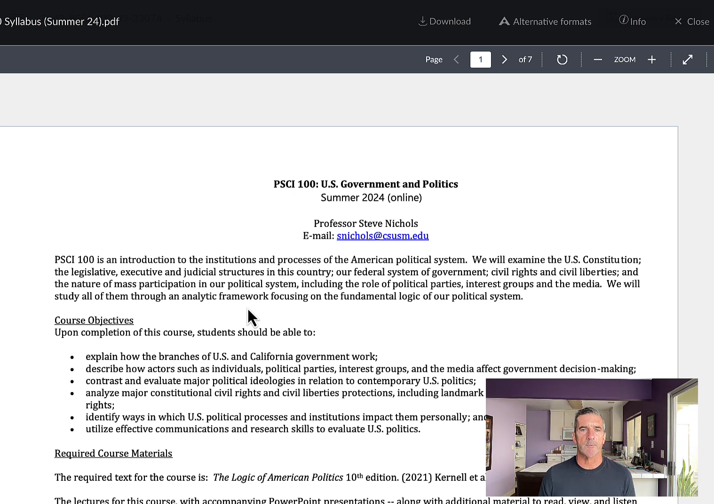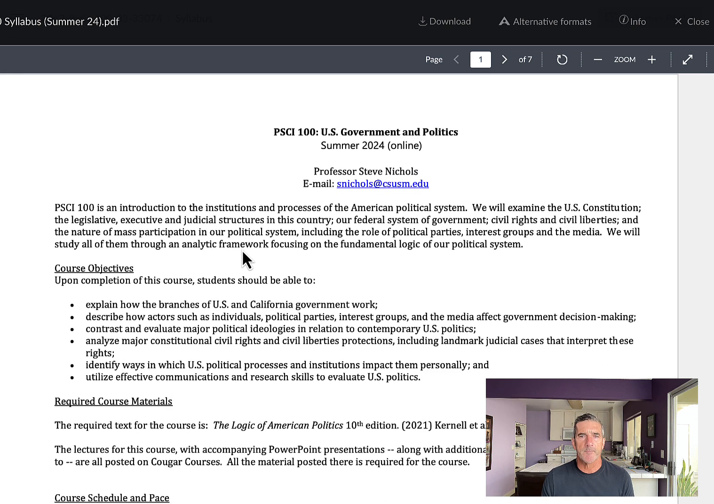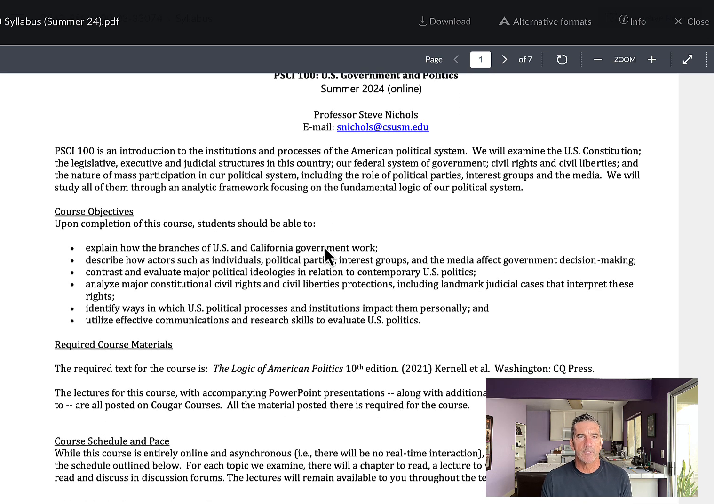So starting with the syllabus, and this is from the Canvas page, and I'll show you where it is in a second. There's my contact information and a description of what the course is going to cover, basically Introductory American Politics. The learning objectives, what you should be able to do by the time you're done with this class.